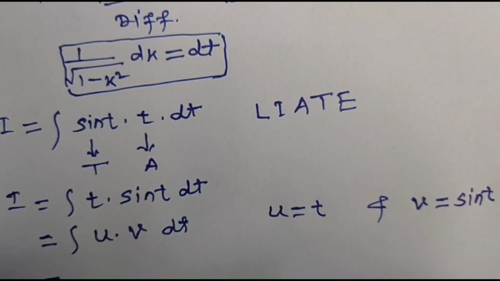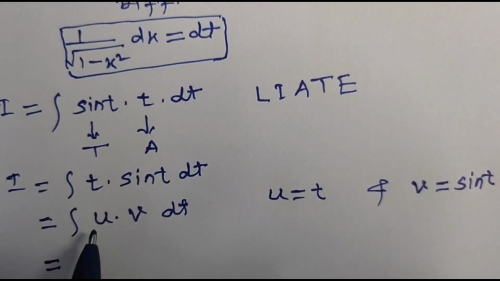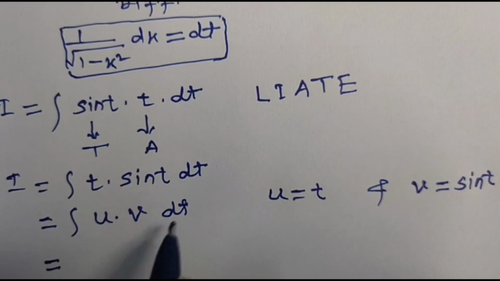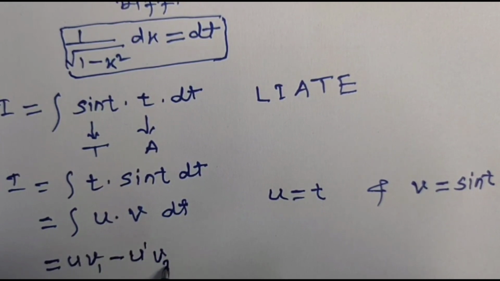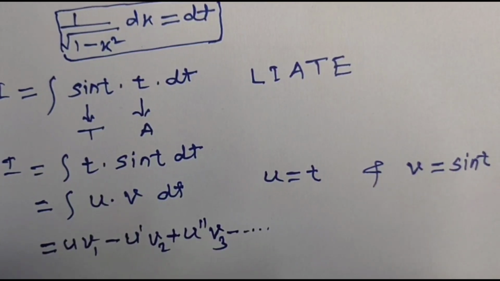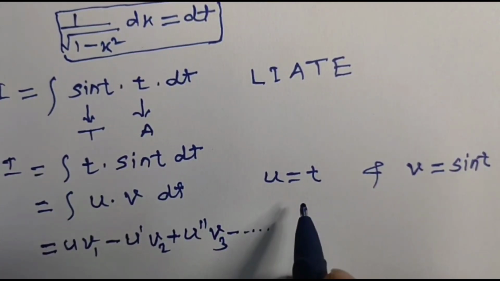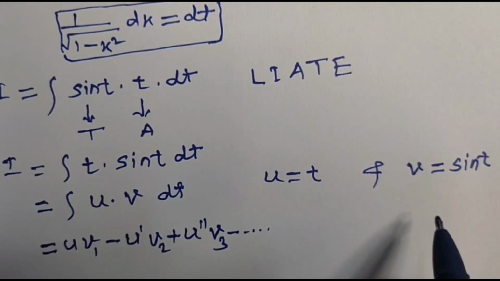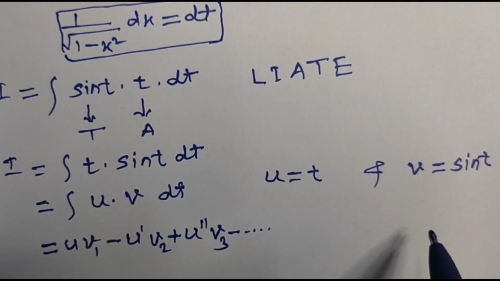Now, special case: when u is an algebraic function and v is either a trigonometric or exponential function. In that case, the integral of u into v dt is equal to u v1 minus u dash v2 plus u double dash v3 minus and so on. Here we have to find u dash, u double dash, u triple dash, v1, v2, v3 like this.